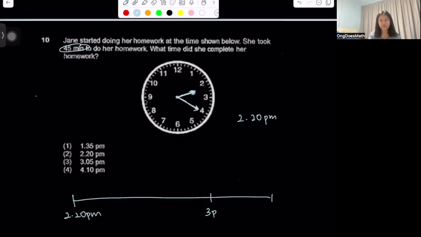So it's easier if you split your timeline into 2 parts. From 2:20 p.m. to 3 p.m., how many minutes is that? Good, it's 40 minutes. Which is not enough to fill up our 45 minutes, right? So in order to get 45 minutes, we need another 5 minutes. So 5 minutes after 3 p.m. is 3:05 p.m. Hence, the answer is option 3.